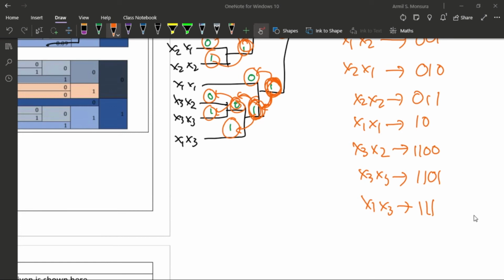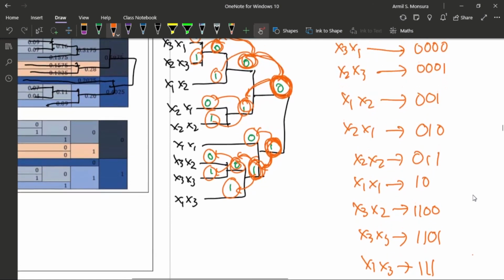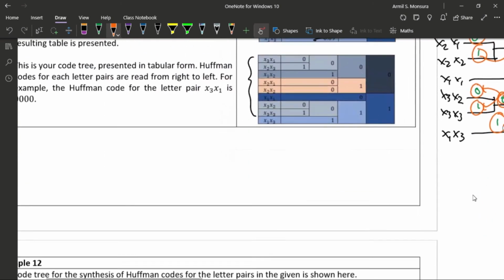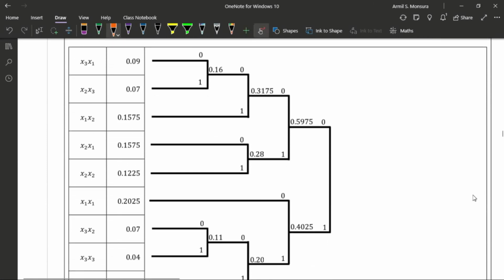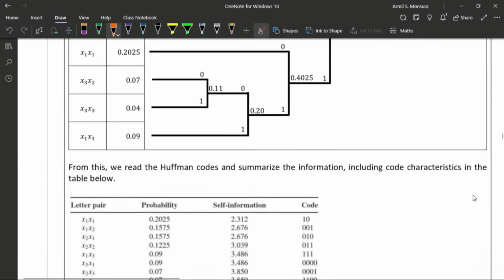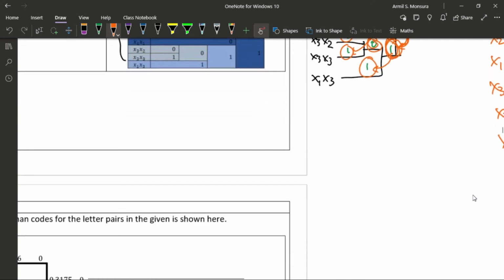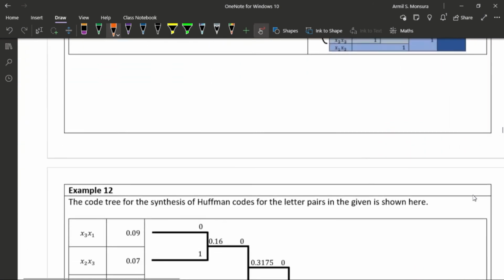So from the code tree, we have the following Huffman codes. These are the synthesized Huffman codes for the second extension of the given DMS that we have. So we summarize those. This is the code tree that we were able to generate. Now we summarize the information that we obtained. First, the code that we have obtained here is summarized in this table.